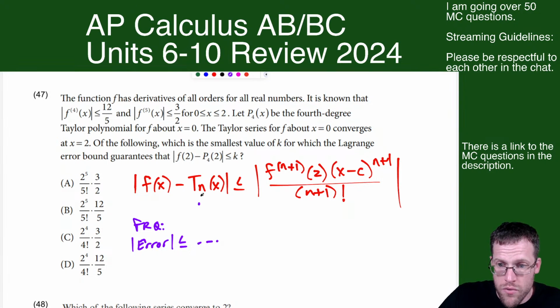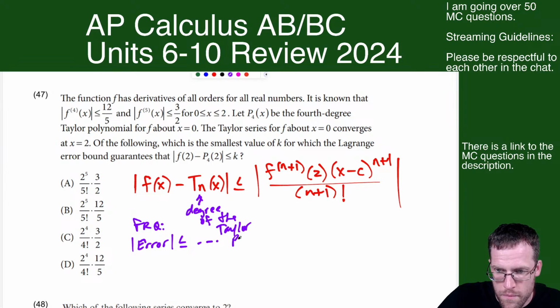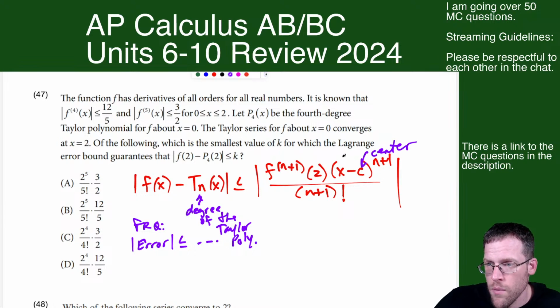So n is the degree of the Taylor polynomial. c is the center. And then x is the value we plug in.